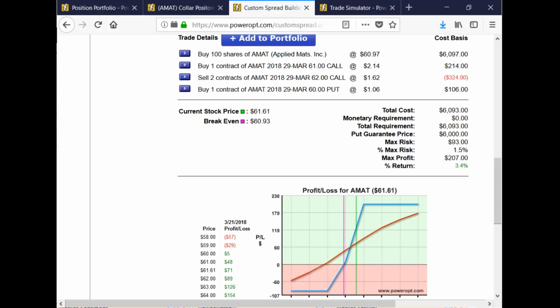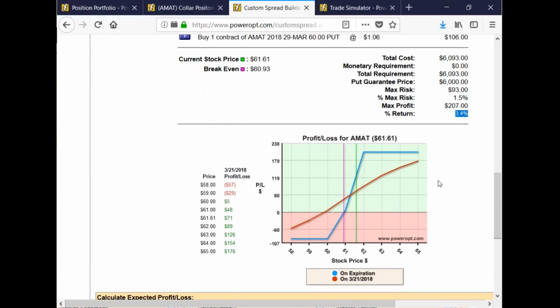This one does not look bad. It's an increased return if the stock is above 62, but I have a 1.5% risk now, double what I had with just rolling to the standard collar. And we went from 2.6 return on the standard collar to 3.4. So a little bit better return if we're right, doubled the risk if we're wrong. So that's a balance, okay?